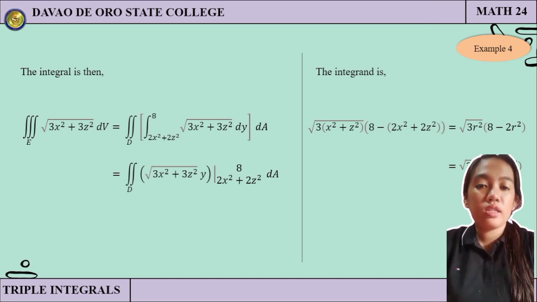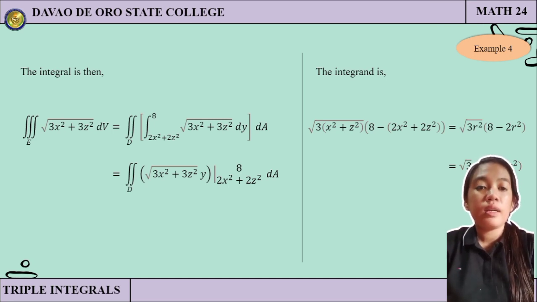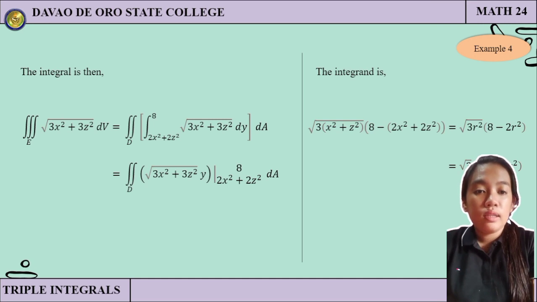The integrand is square root of 3 quantity of x squared plus z squared times the quantity of 8 minus quantity of 2x squared plus 2z squared, which is equal to square root of 3r squared times the quantity of 8 minus 2r squared. Now we have square root of 3 r times the quantity 8 minus 2r squared, then square root of 3 times the quantity of 8 minus 2r squared.